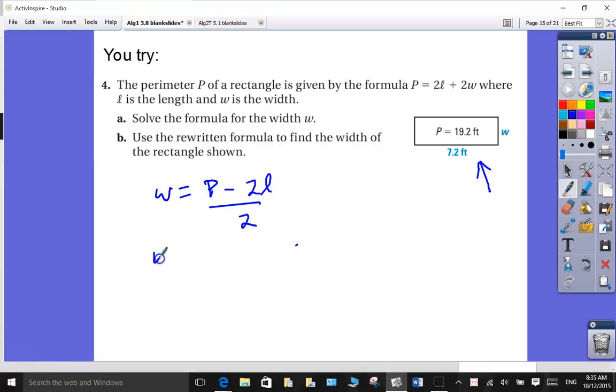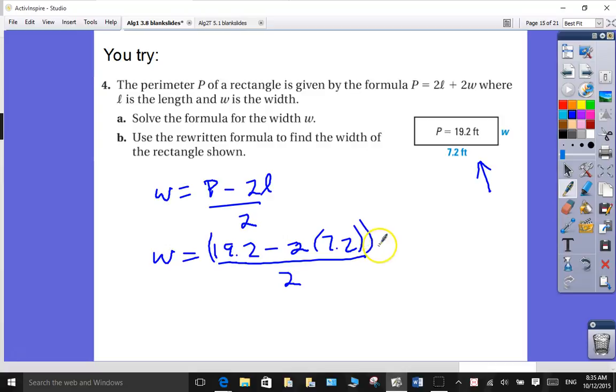Okay, plug in. W equals (19.2 minus 2 times 7.2) divided by 2. If you put that in the calculator all on one line, make sure that the numerator is in parentheses. If you don't have it in parentheses, you're not going to get the right answer. If you did all of that correctly, it would have been 2.4. So if you didn't get 2.4, you probably did something wrong with the calculator. We need to figure that out.